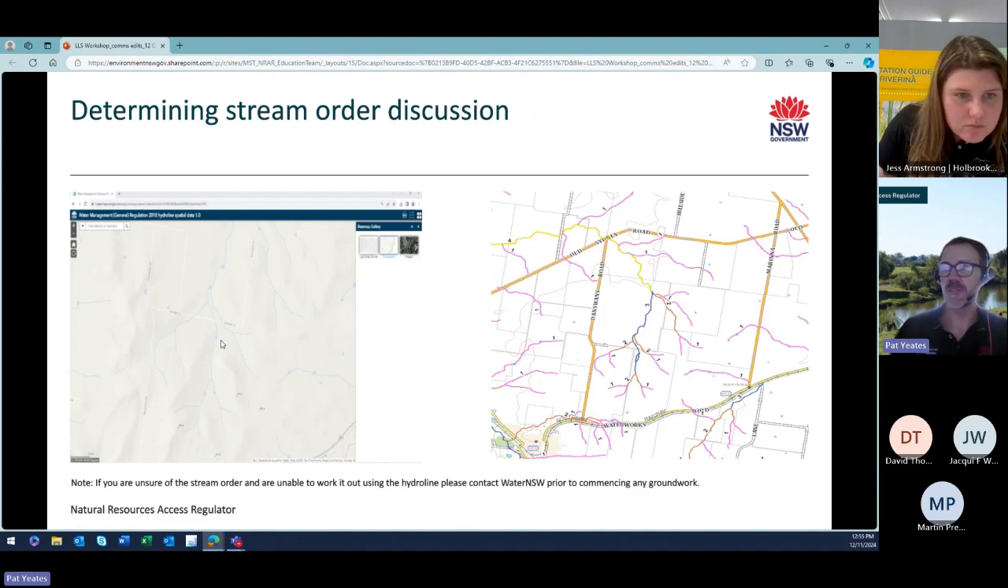A lot of older dams on properties have been around for a long time. With these dams on third order watercourses, if you have one on your property, you can go back and use satellite data or historical imagery to establish when it was built, because if it was built pre-January 1999, then it can be there. You don't need to get an approval. You don't need to get a water access license. It can stay there as long as it's not bigger than 7 megalitres.